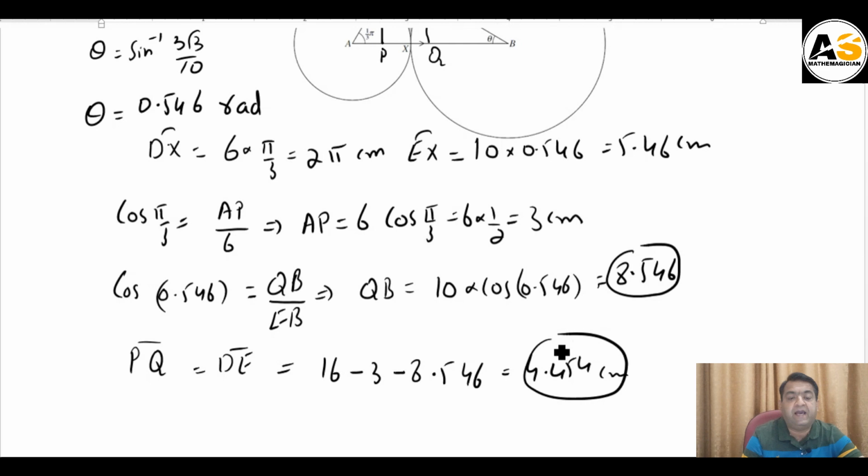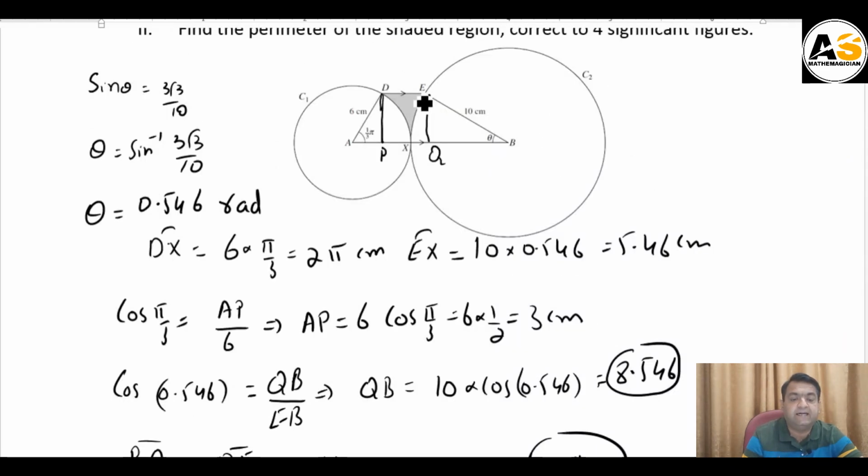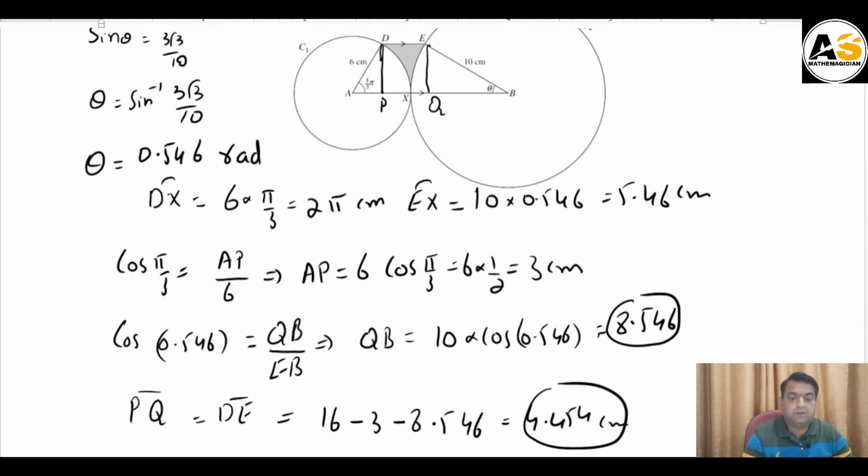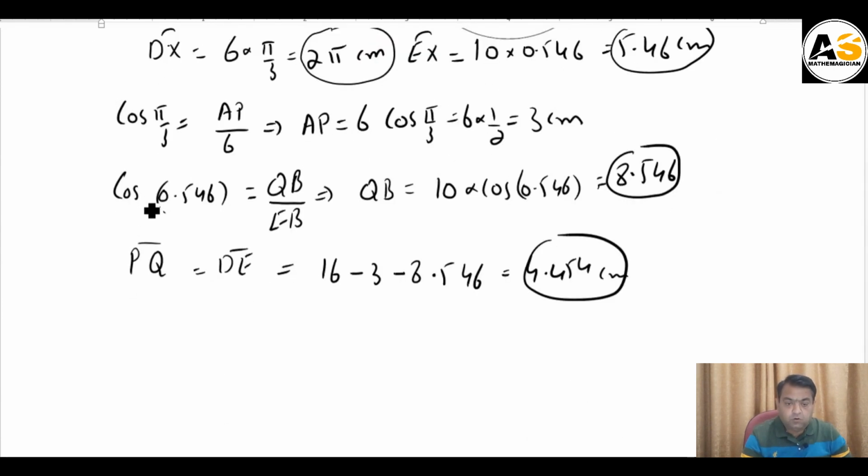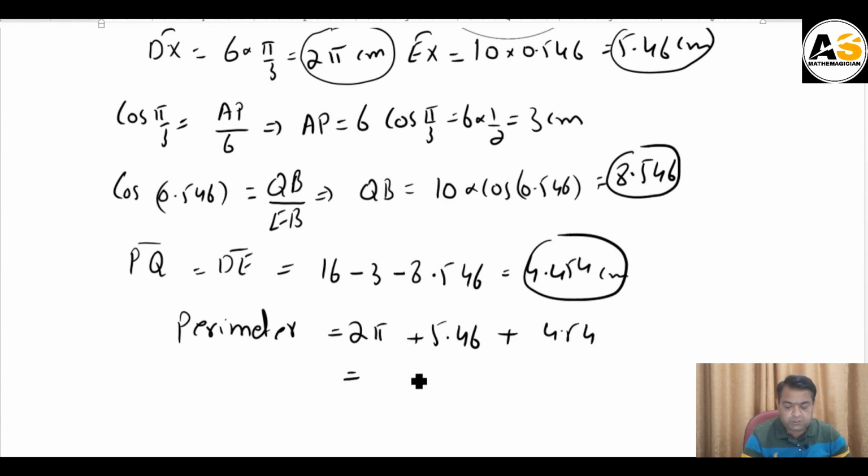Now I have to find the perimeter of this shaded region, which will be the sum of these three distances: arc length DX, this one plus this. So this perimeter will be 2 pi plus 5.46 plus 4.454, and this will be approximately 16.2 centimeter.